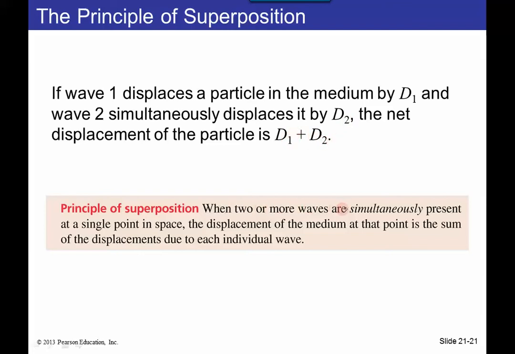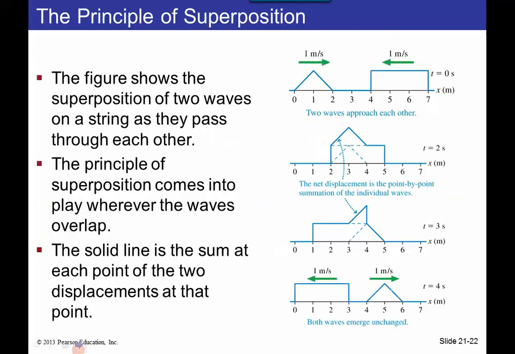When two or more waves are simultaneously present at a single point in space, basically same point at same time, the displacement of the medium, the net displacement at that point, is the sum of the displacement due to each individual wave. So let's see what that means. Say we have a wave here, a pulse that is traveling to the right, and one that is traveling to the left at the same speed.